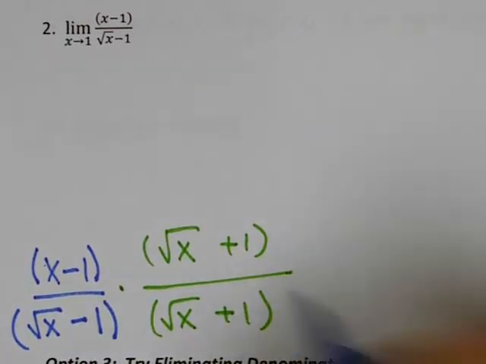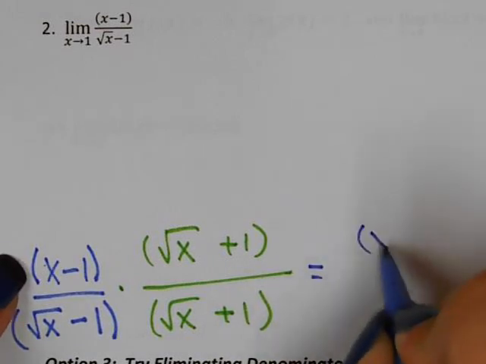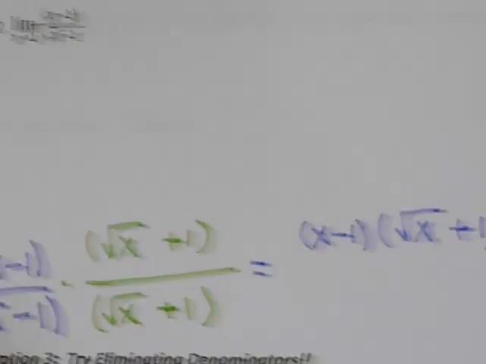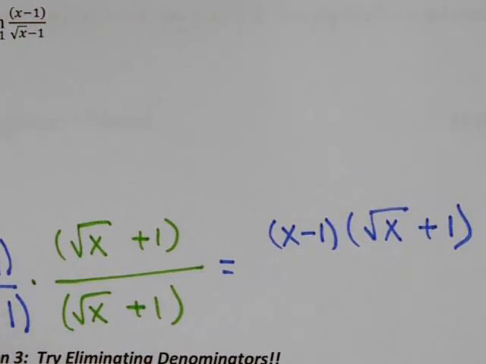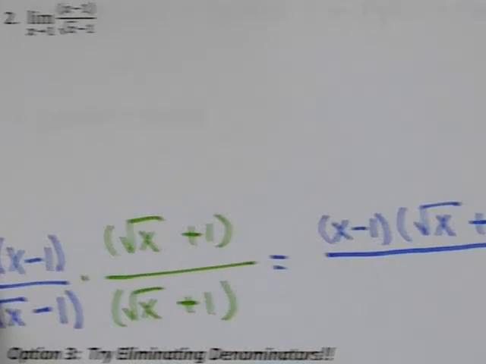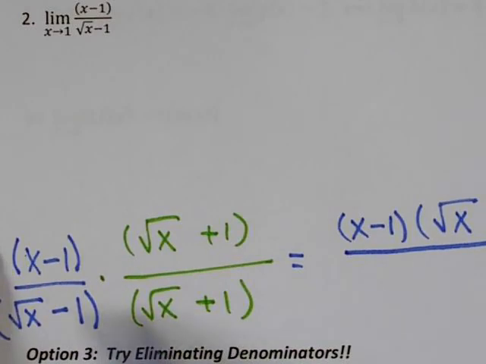Now, on the numerator, I'm not going to simplify anything. I'm going to leave it as x minus 1 times the square root of x plus 1, because if I try to multiply that out, nothing nice is going to come from that. So I'm just going to leave it alone. Okay? Then let me move back here for a second. This is what I want to actually simplify.